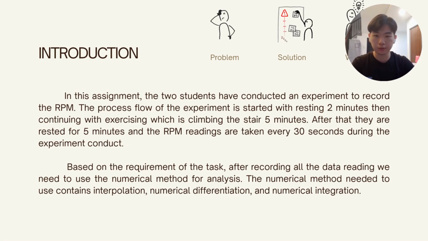The process flow of the experiment starts with resting for 2 minutes, then continues with exercising, which will last 5 minutes. After that, they rest for 5 minutes, and the RPM reading is taken every 30 seconds during the whole experiment. Based on the requirement of the task, after recording all the data, we need to use numerical methods for analysis. The numerical methods needed are interpolation, numerical differentiation, and numerical integration.